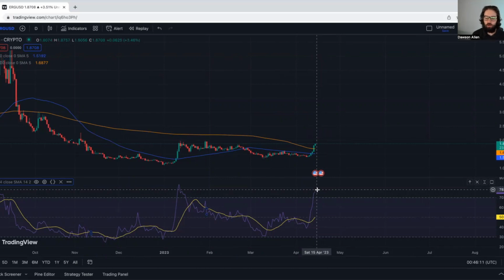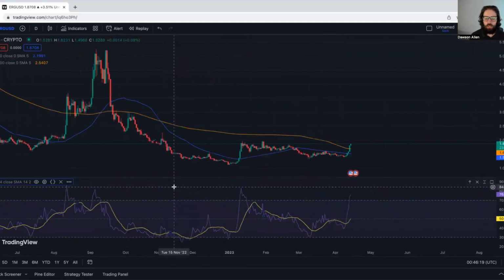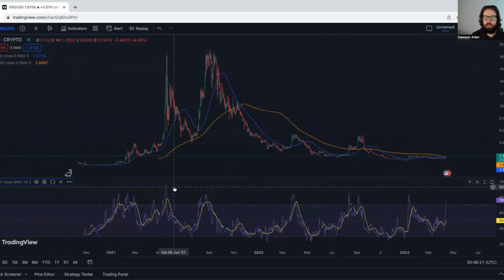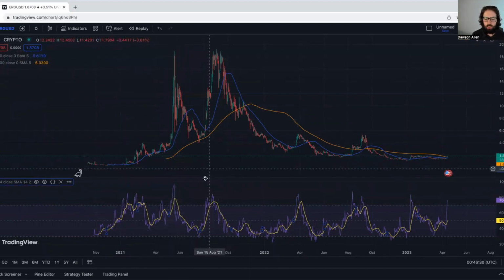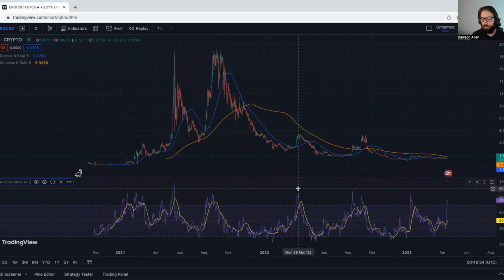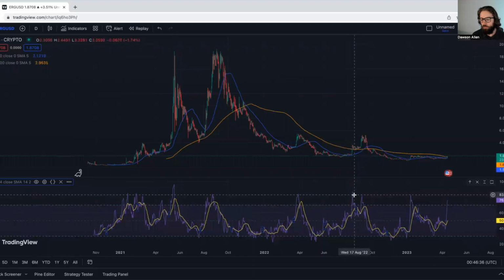trading. You can also see that back here, when we printed all these green candles, we again were overbought. So, I mean, correlation is not causation, but I can show you time and time again, because again, Ergo is a simple asset. It doesn't make decisions on its own. Right here, when it peaked, we were overbought. Right here, when it peaked, we were overbought, overbought, overbought, and now overbought.